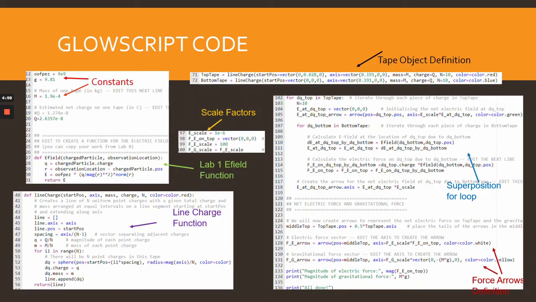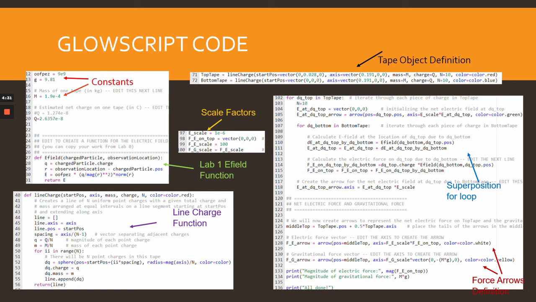First in my Glowscript code, I entered my constants, like mass, acceleration due to gravity, and k. Next is the E-field function used in both Lab 0 and Lab 1, that is necessary for electric force calculations. The scale factors in the middle were altered until my arrows in the visual model were the correct size. In the bottom left is a given line charge function that essentially splits the tapes into n segments that can each be treated as point charges. For my code, n equals 10.